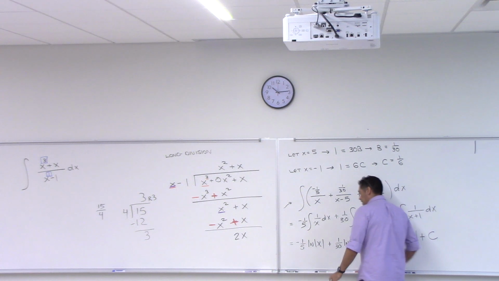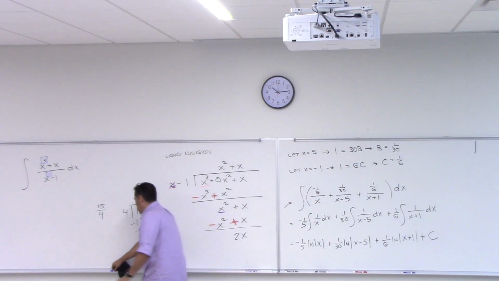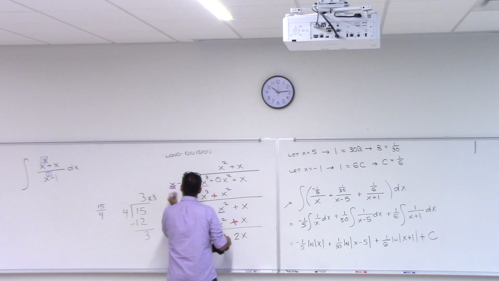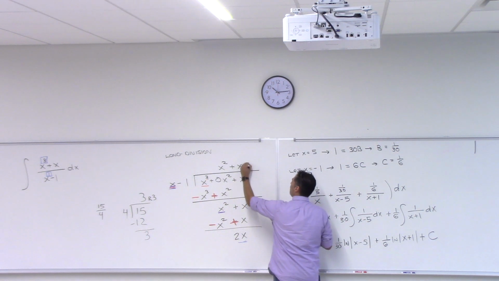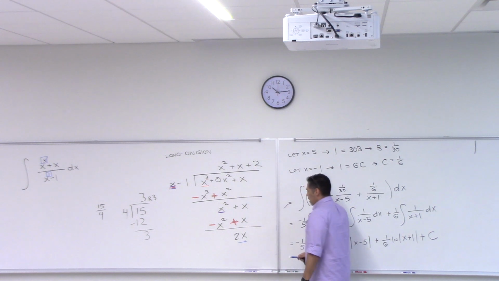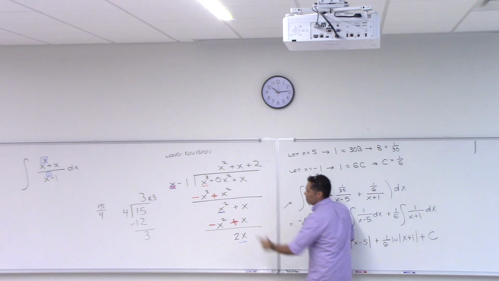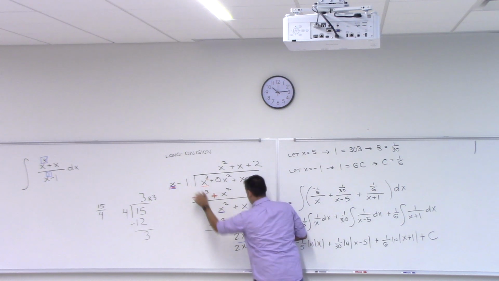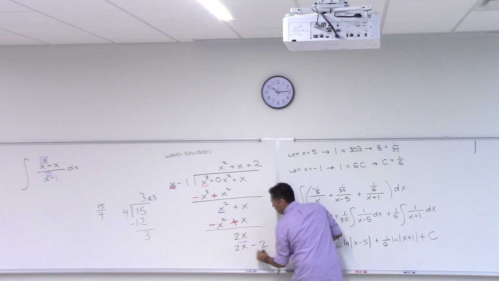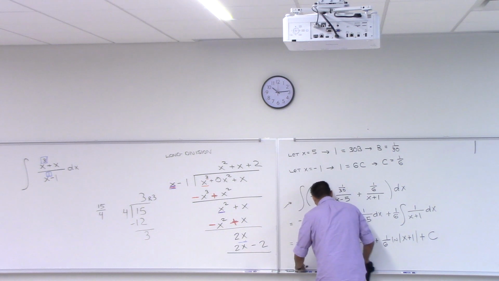Try and do it again. What do you multiply x by to get 2x? 2. So I put a 2 here. And now multiply 2 times x, and you get 2x. And then 2 times negative 1, you get negative 2. Put it out here. Come through and subtract again.